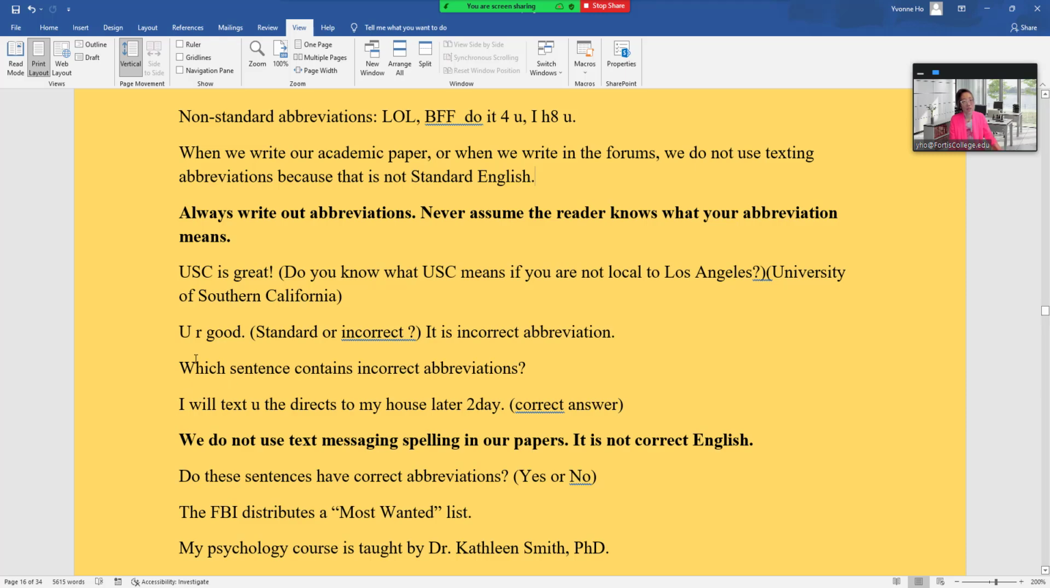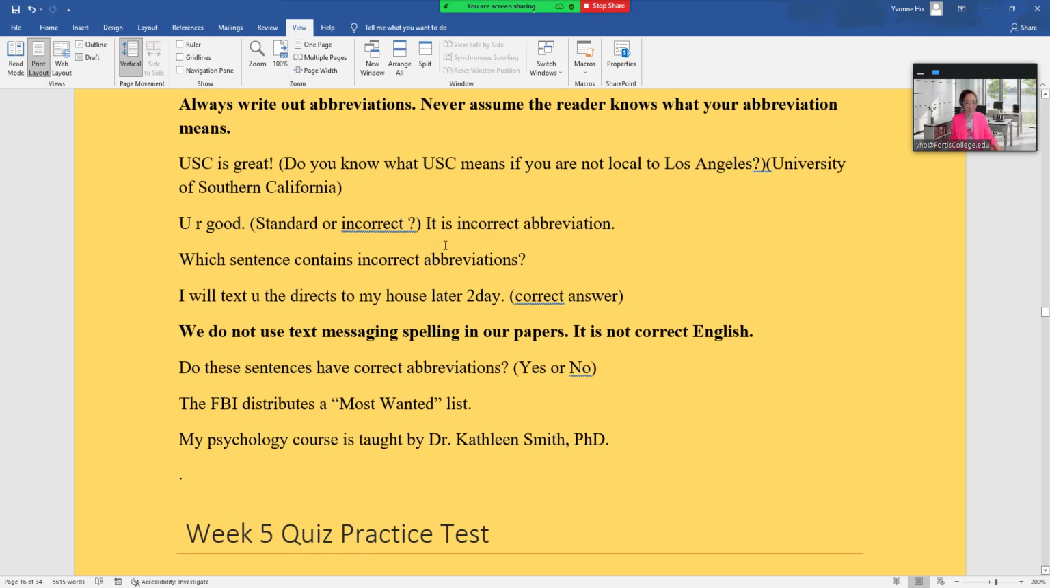"You are good." Is this a standard or incorrect abbreviation? And so here, this is an incorrect abbreviation. And so here you have an actual quiz question. Which sentence contains an incorrect abbreviation? "I will text you the directs to my house later today." So this is incorrect, because we don't use text messaging abbreviations in our papers.